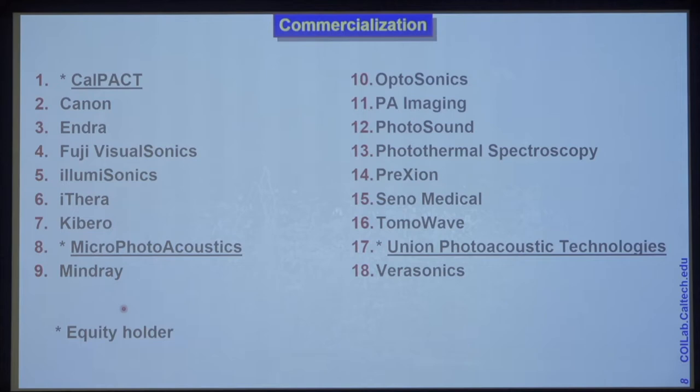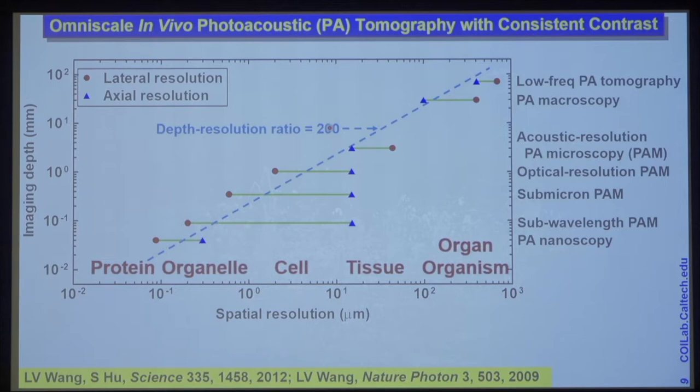So why is this technology so exciting? This is probably the only omniscale imaging capability that allows you to provide in vivo imaging from organelles all the way to whole body mammals or human organs with consistent contrast, because we're imaging light absorption as the contrast mechanism, and so you can provide molecular imaging. This type of imaging capability can play a number of roles and can find potentially many applications.